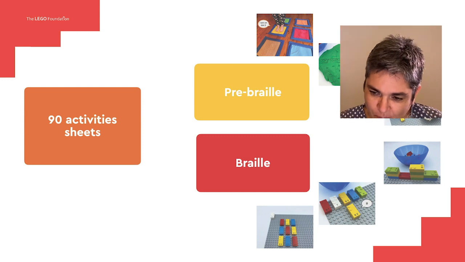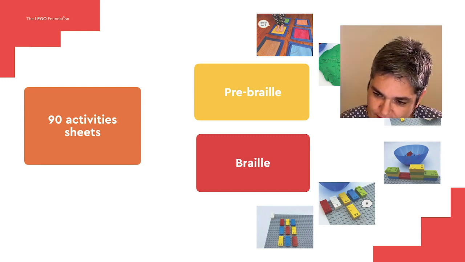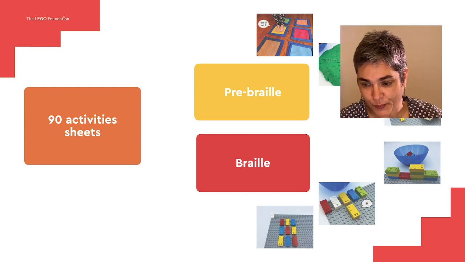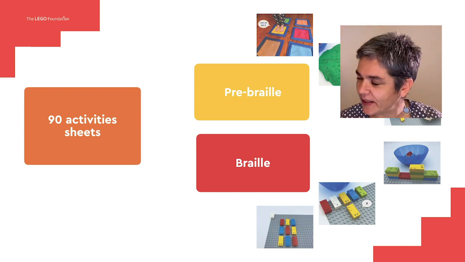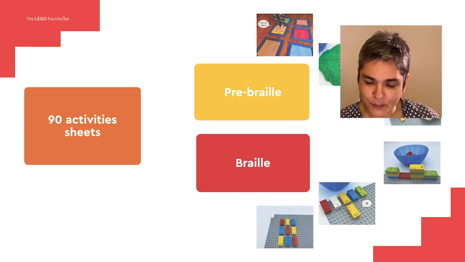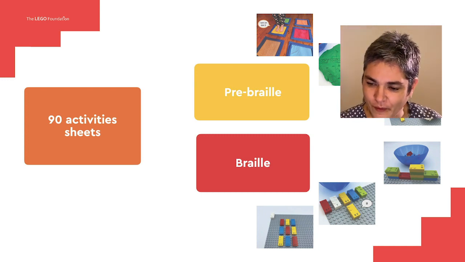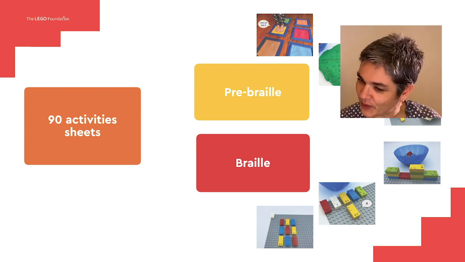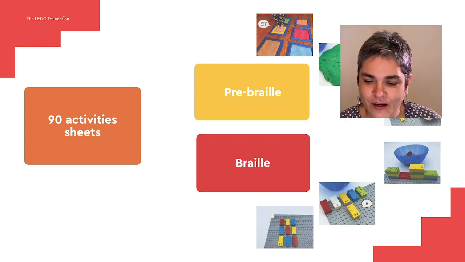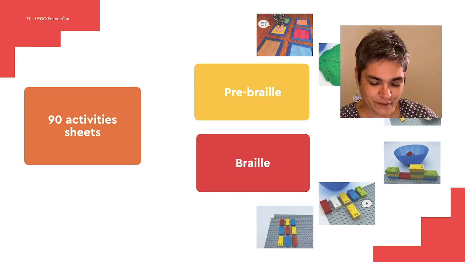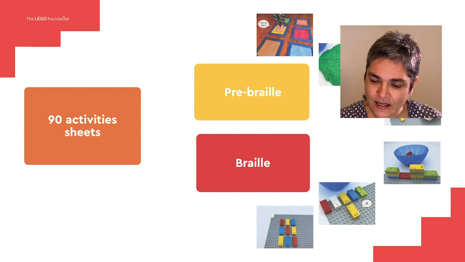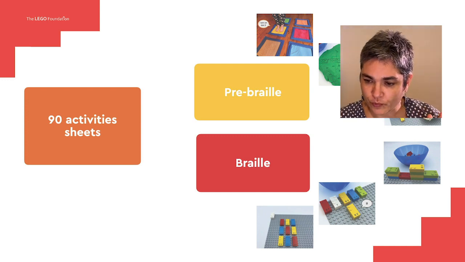So Mary, now maybe a few words about the activities. So we've written so far 90 activities and they are split in 2 groups, Prebraille and Braille. I always say so far 90 because we are hoping that we will have more and more of them, and we are just waiting for people to send us new ideas of new activities, in fact, to add on the website. So Prebraille and Braille.